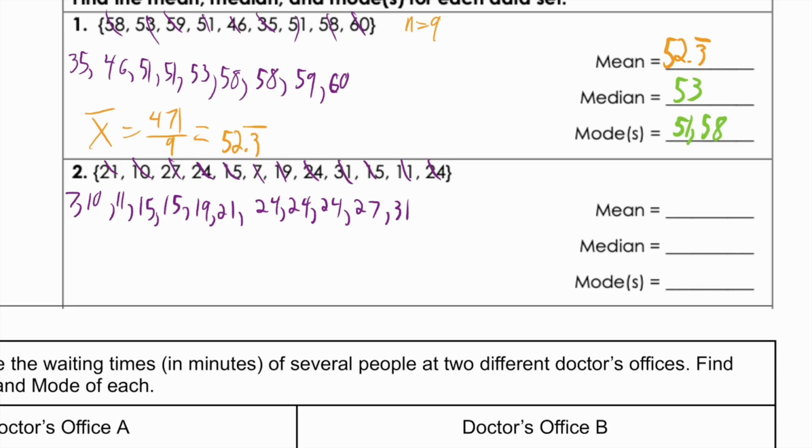And so as we calculate the mean, we end up getting 228 over 12 total numbers, which is 19. As we look for the median, since there's 12, there's not a middle number, but there's 2 in the middle, and so we take 19 plus 21 and divide by 2, which would end up being 20. And then modes, so 15 occurs twice, but that doesn't matter because 24 occurs 3 times, so 24 is our only mode.